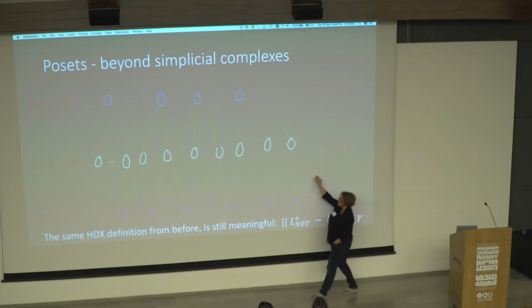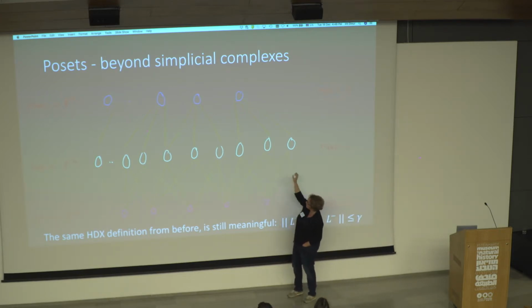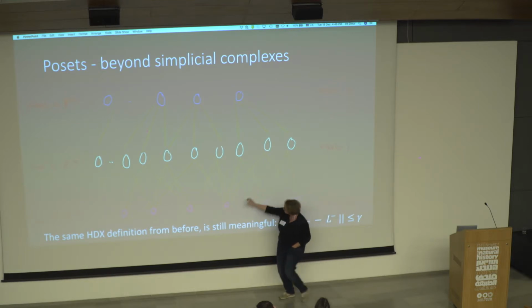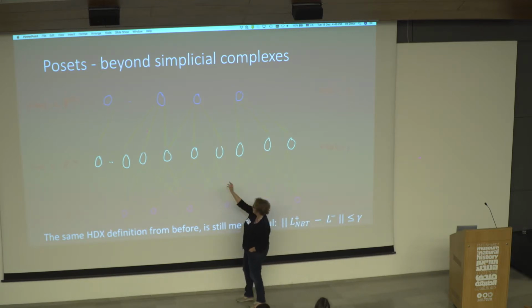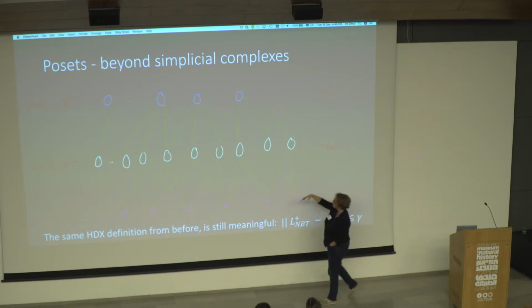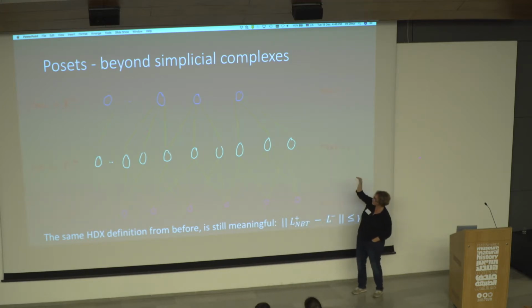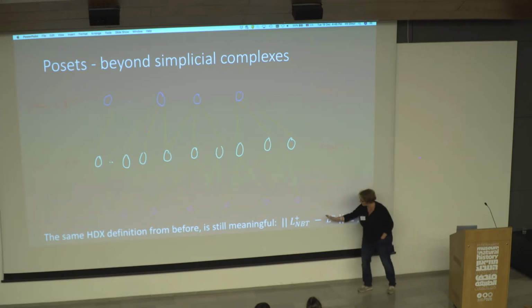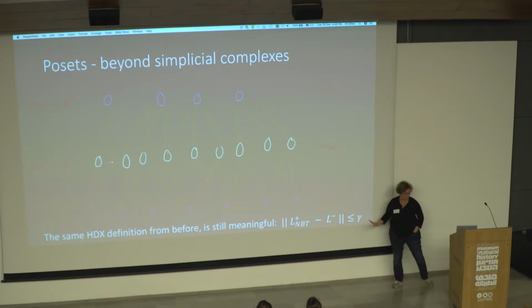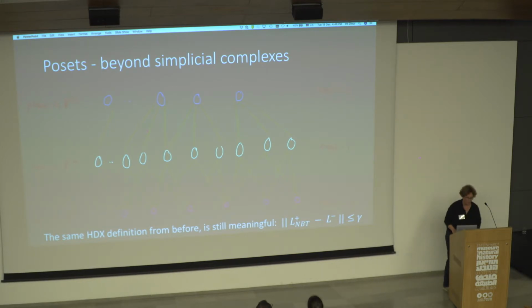Because what is this operator? You just look at this graph with a vertex for every line or plane or object in your poset, and you just look at this random walk. It's still the same thing. It doesn't matter whether this multi-layered graph came from a simplicial complex or not. And you can still ask whether these two operators are similar in spectral norm, and that's going to be our definition for a high-dimensional expander.